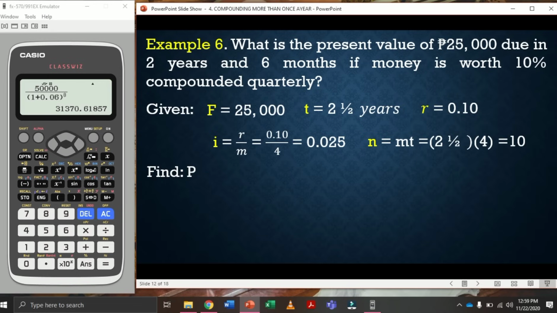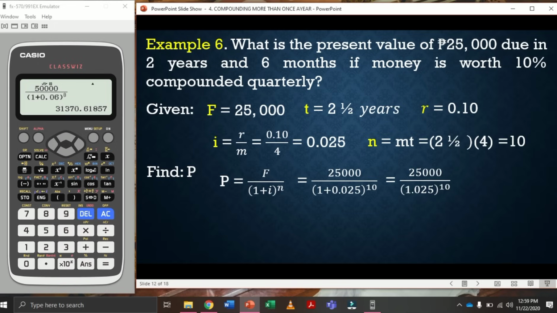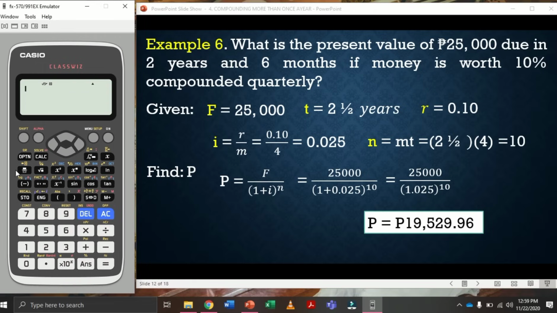So, therefore, since kinukuha yung present value at kinuha na natin yung value ng I at N, ito na rin ang gagamitin natin formula. So, that is 25,000 over 1 plus 0.025 raised to 10 or 25,000 over 1.025 raised to 10, the answer is 19,529.96. So, check natin using your scientific calculator.